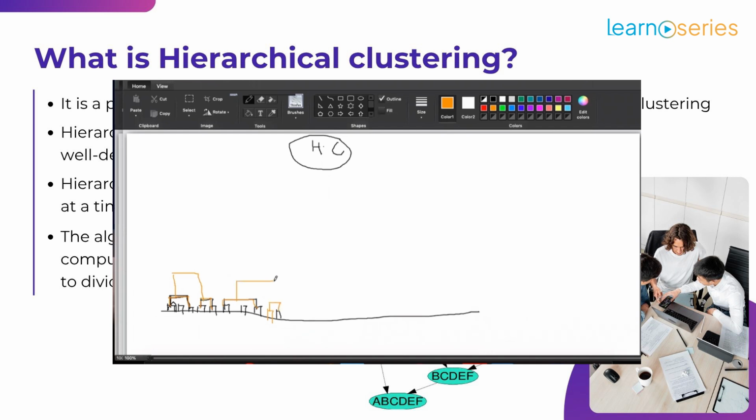Then it finds that these two clusters are similar, then this one, then finally this is the cluster. So the diagram will look like this. We call it a dendrogram. D-E-N-D-O-G-R-A-M.